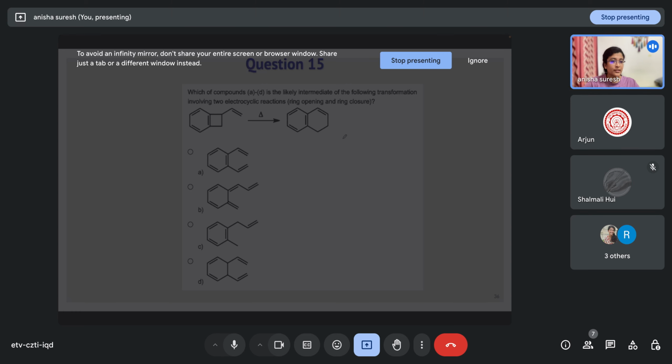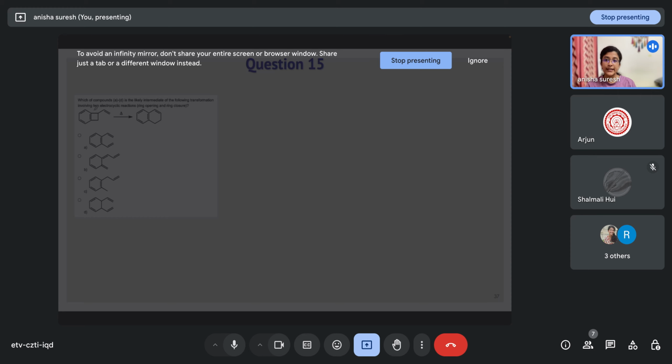Now coming to the last question. A different part of this question was discussed initially. So what will be the intermediate that is forming in this reaction? Option B will be the right answer. So first it will have to undergo 4 pi electrocyclic ring opening, it is conrotatory. Ring opening it should undergo.